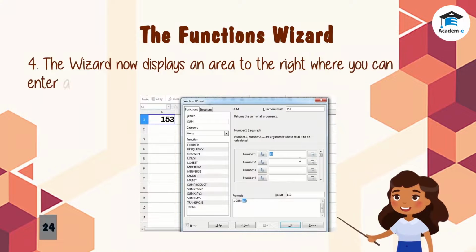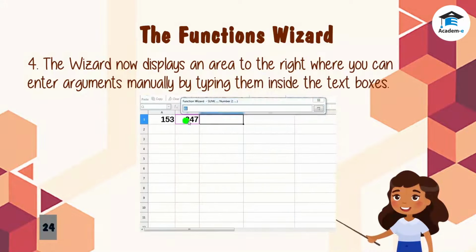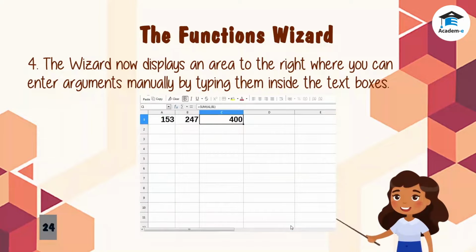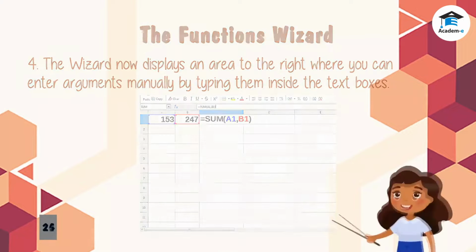4. The wizard now displays an area to the right, where you can enter arguments manually by typing them inside the text boxes. Alternatively, you can click the Shrink button to shrink the wizard so you can select cells from the spreadsheet using the mouse. Press OK to exit the wizard. Let's practice.